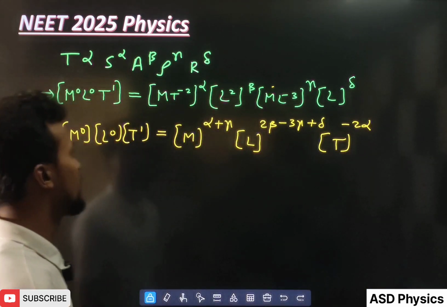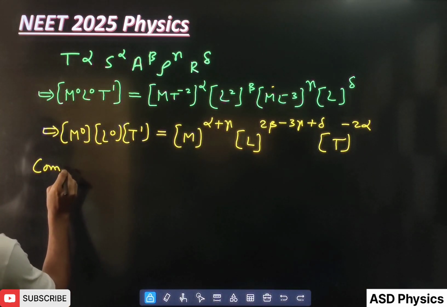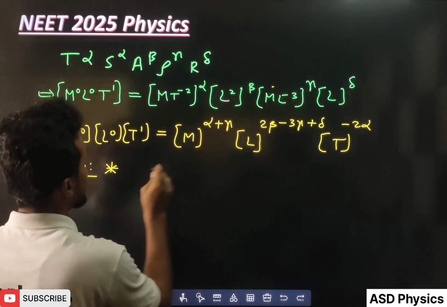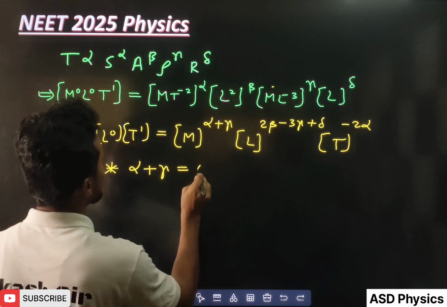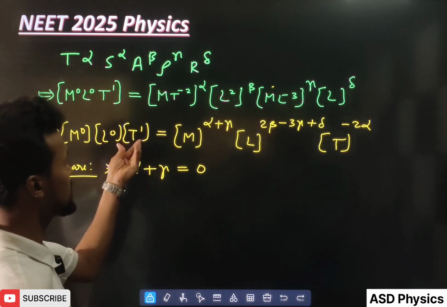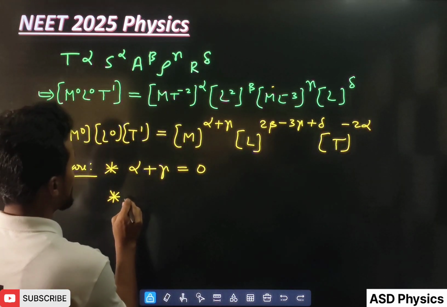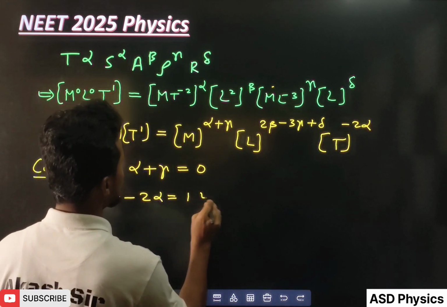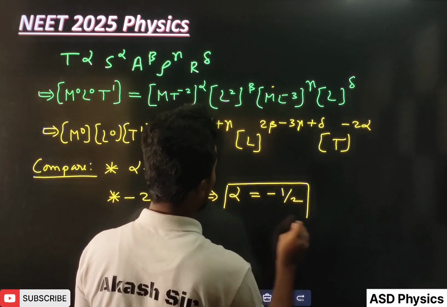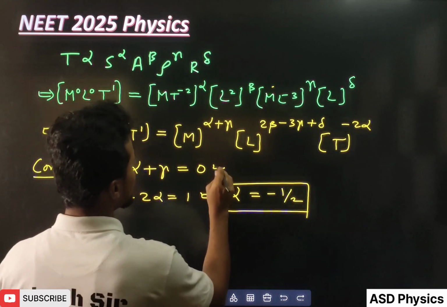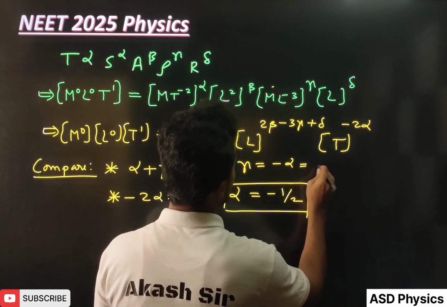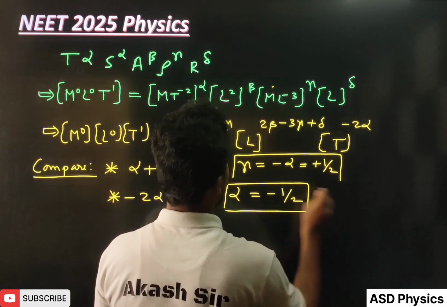Minus 2 alpha. Now after that both the sides we will compare the powers. So first you can write here m power 0 and m power this one, so I can write here alpha plus gamma equal to 0. Next one, if I compare the coefficients of t, here t power 1 and here t power minus 2 alpha, so minus 2 alpha is equal to 1. So alpha will come here, kindly see very well, alpha will come minus 1 by 2. And this thing if I use here, that means gamma equal to minus alpha, minus minus plus, so it will become plus 1 by 2.